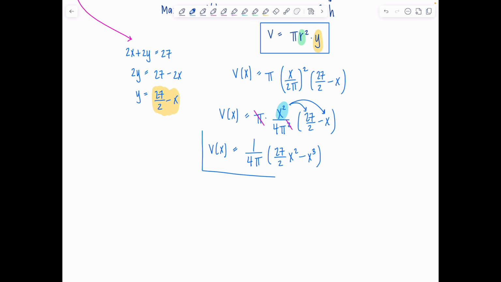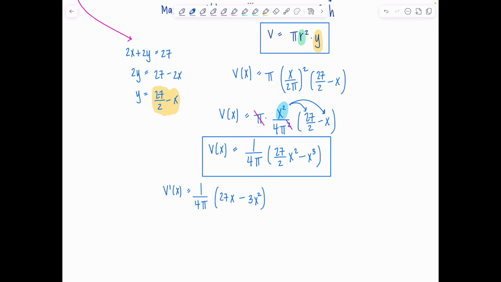Let's box this guy, though. This is our nice volume function. Yes. Okay, so V prime of x is going to be, leave the 1 over 4 pi alone. Okay, derivative of 27 over 2 x squared, derivative of x squared is 2x, so the 2 will cancel. So I have 27x minus 3x squared.